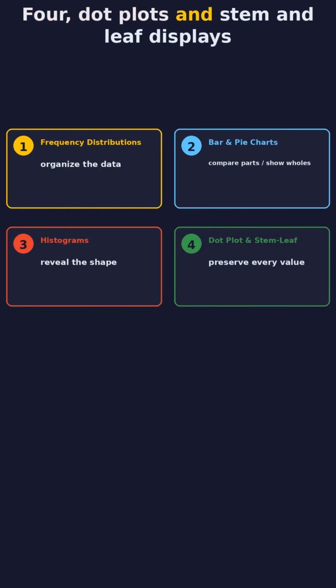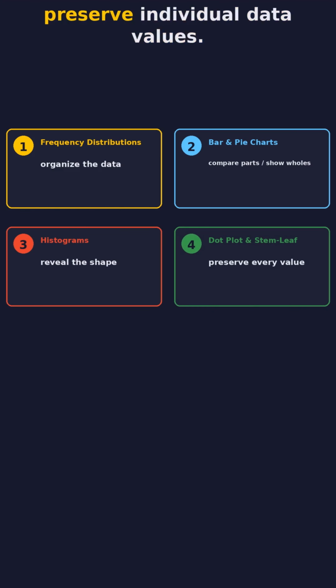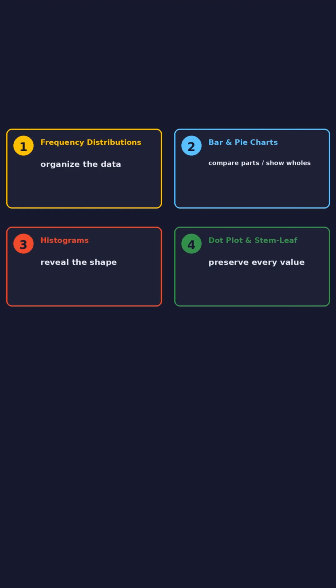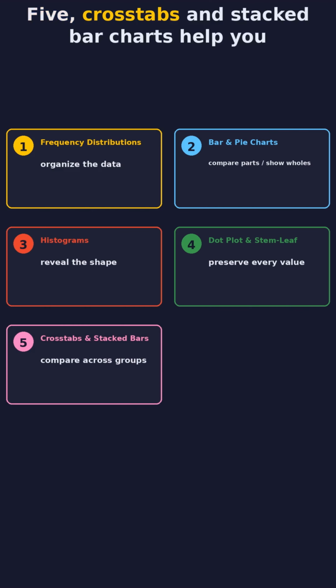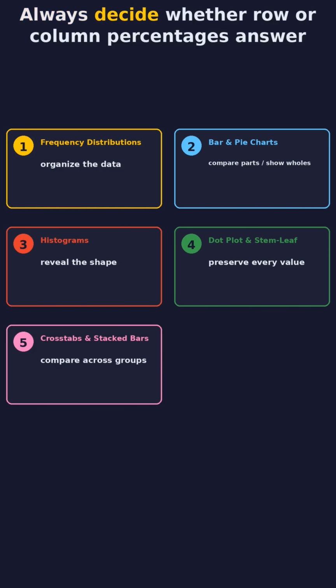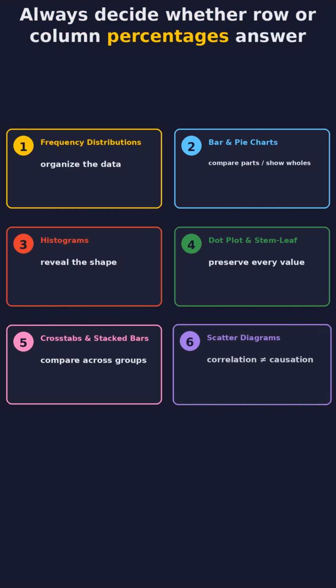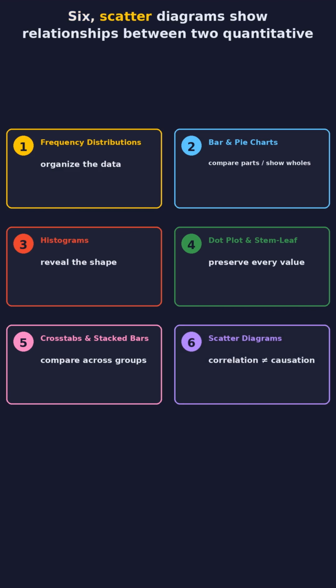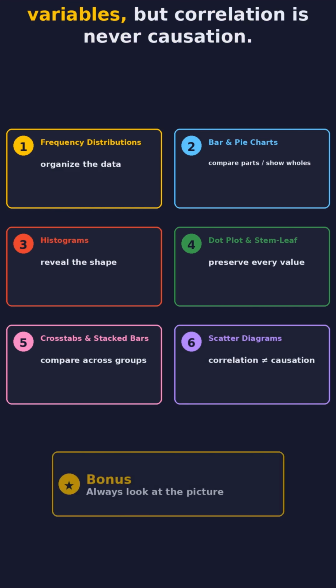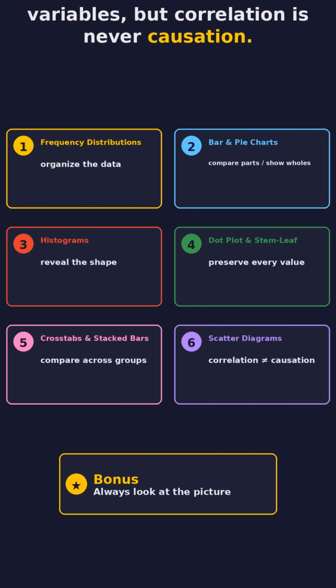4. Dot plots and stem and leaf displays preserve individual data values. Use them when the details matter. 5. Crosstabs and stacked bar charts help you compare groups. Always decide whether row or column percentages answer your question. 6. Scatter diagrams show relationships between 2 quantitative variables, but correlation is never causation.